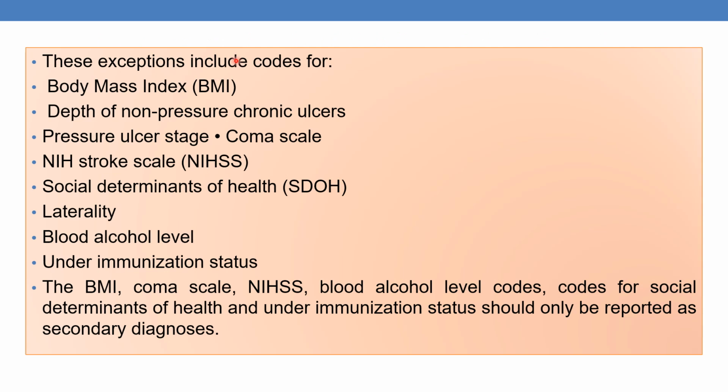These exceptions include the codes for body mass index, depth of non-pressure chronic ulcers, pressure ulcer stage, coma scale, NIH stroke scale, social determinants of health, laterality, blood alcohol level, and underimmunization status. And the BMI, coma scale, NIHSS, blood alcohol level codes, or the codes for social determinants of health and underimmunization status should only be reported as secondary diagnosis. They cannot be reported as principal diagnosis.